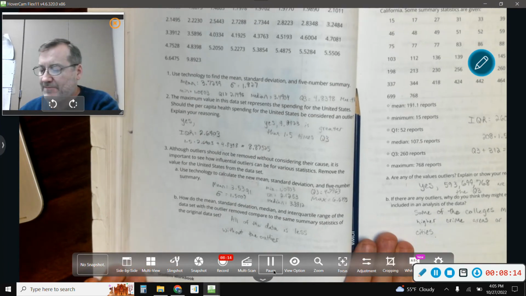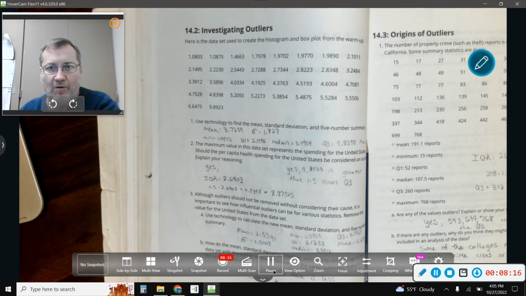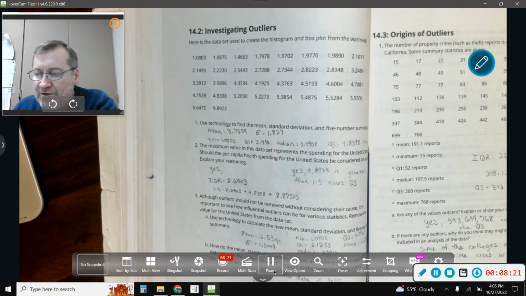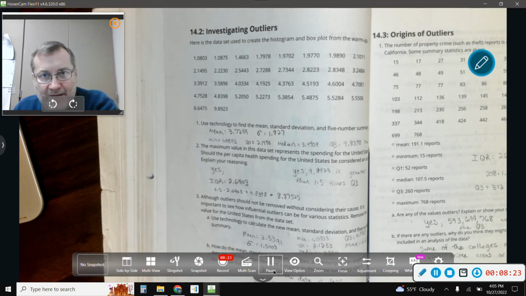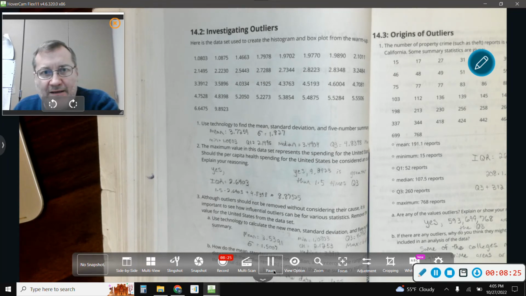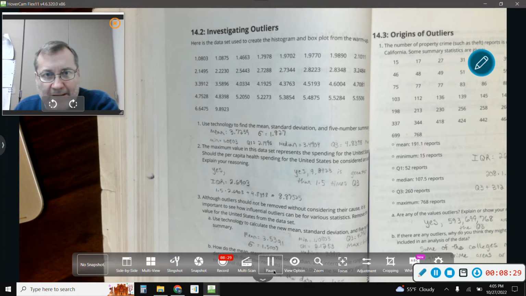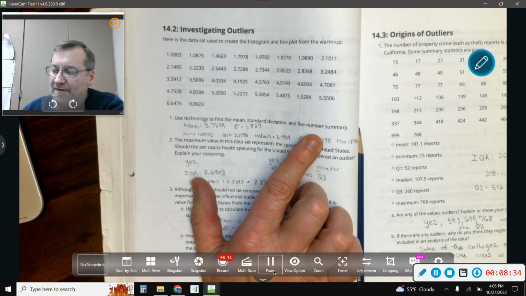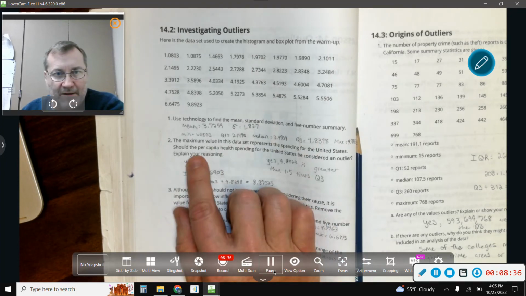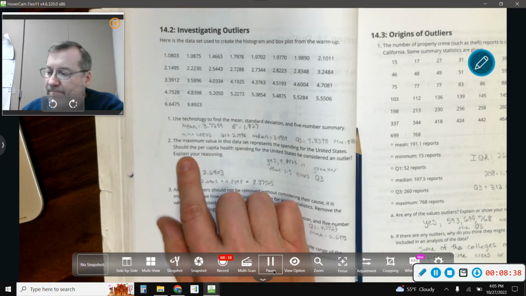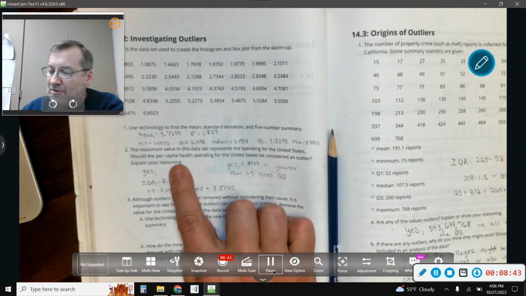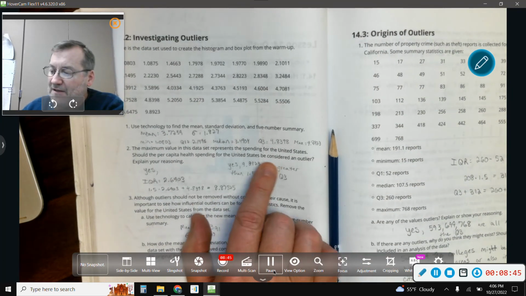All right, here's your next page. This is page 100. So you see you have a whole bunch of numbers here investigating outliers. All right, so what they want you to do is to take this data set, and they say use the data set to create a histogram and box plot from the warm-ups. They're going to want you to use technology to find the mean, standard deviation, and 5-number summary. That's not so hard. We can easily do that on Google Sheets. The maximum value of this data represents the spending of the United States. Should your per capita healthcare spending in the United States be considered as an outlier?